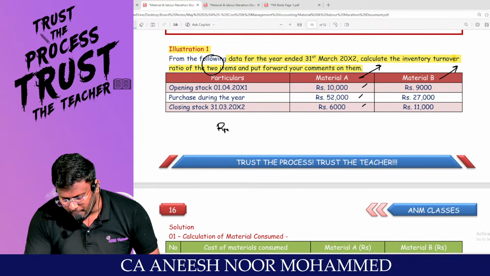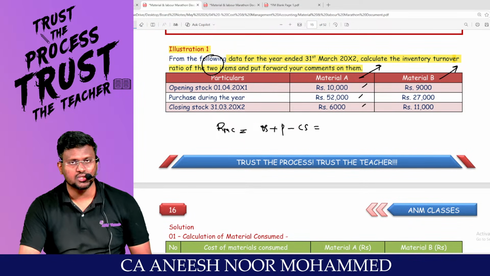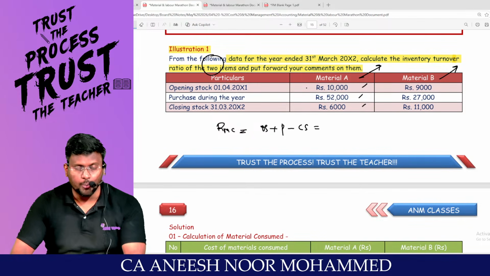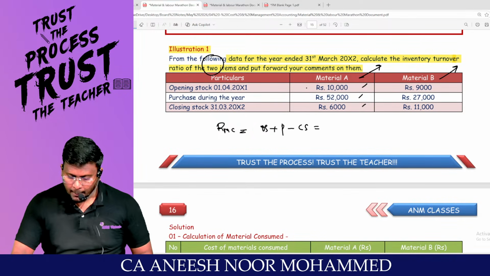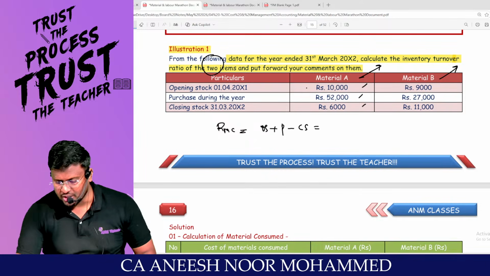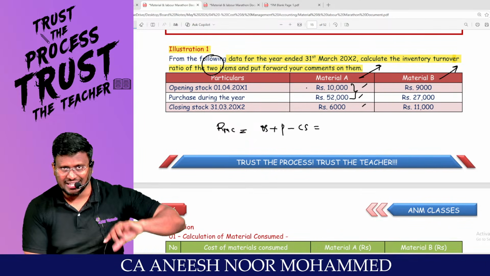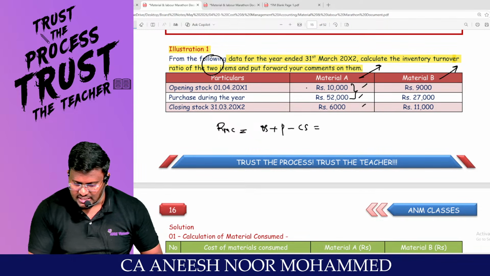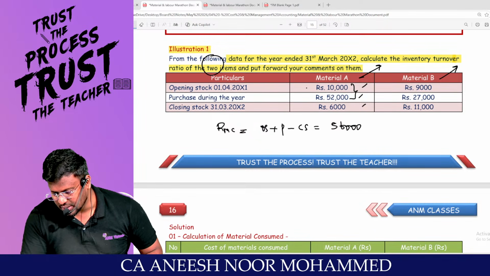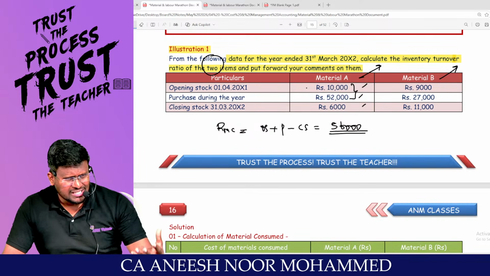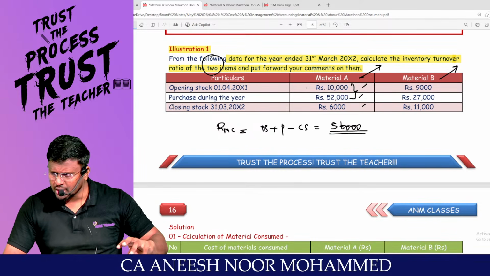Raw material consumed is equal to opening stock plus purchases minus closing stock. Already you had 10,000 units of opening stock, plus 52,000 units purchased, so 62,000 of raw material was in stores. But at the end you have only 6,000 units, meaning 56,000 raw material has been consumed. Because the more the consumption, the more the production, and the more the production, the more the sale.